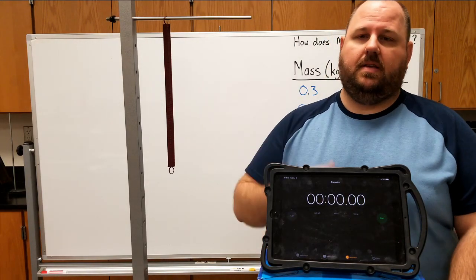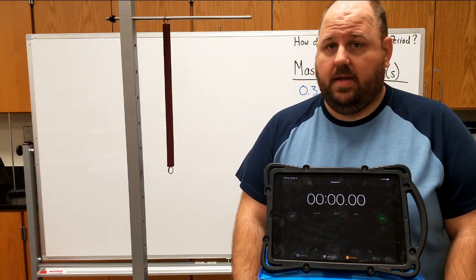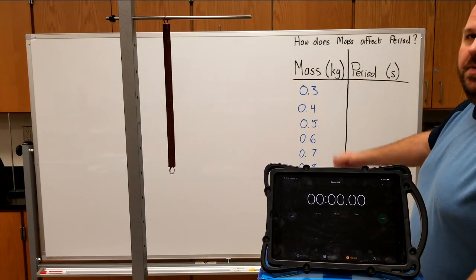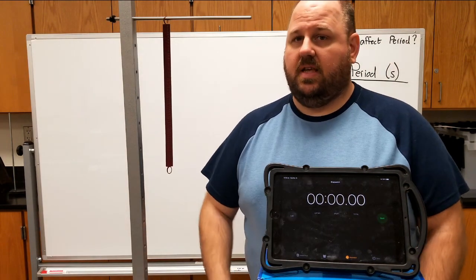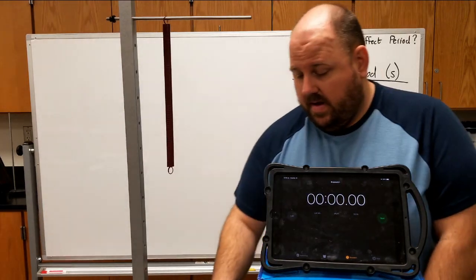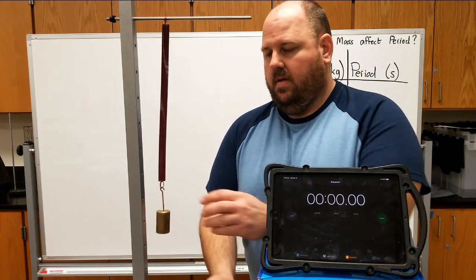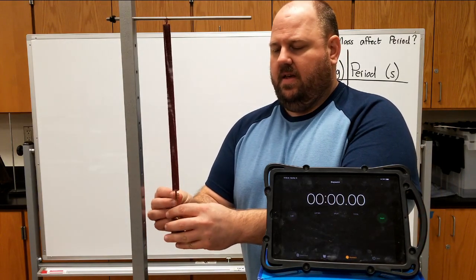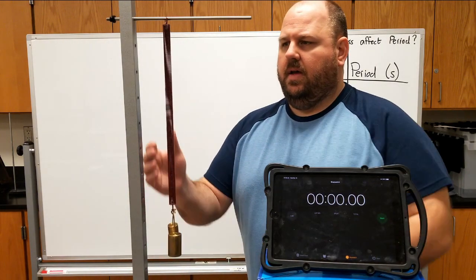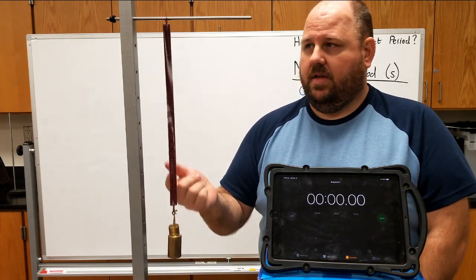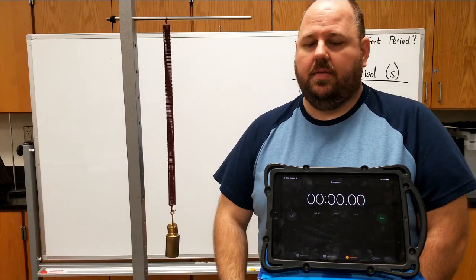I'm going to try to keep the timer in the shot so that you guys know I'm not making this stuff up. And hopefully we can get as much of the data in the frame as we go. We'll just kind of see how it goes. So the starting mass I'm going to use is 300 grams. That's actually the minimum amount to stretch this particular spring out so that it'll actually oscillate and not just go up and then start bouncing on the support.